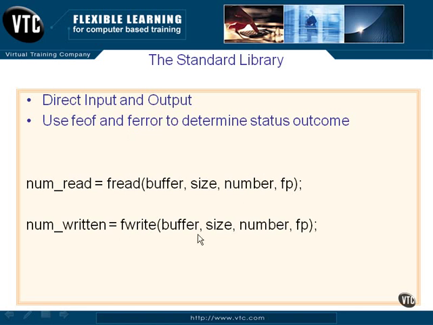fwrite will write from our buffer a size object and how many of them to this file pointer. And it will return back to us how many were written. That should be the same as what we asked for on an fwrite. Of course, the disk could have been full or something like that, and then we have to check ferror. We won't get end of file on an fwrite, but we could get ferror set on an fwrite. Okay, fread and fwrite, direct input and output.